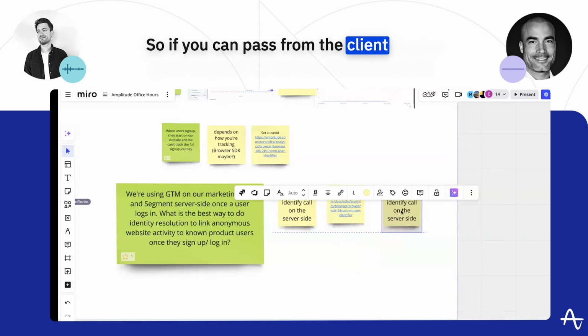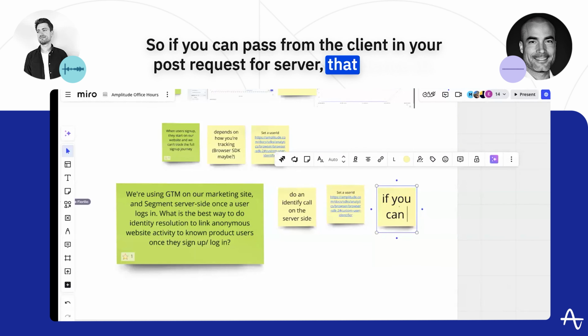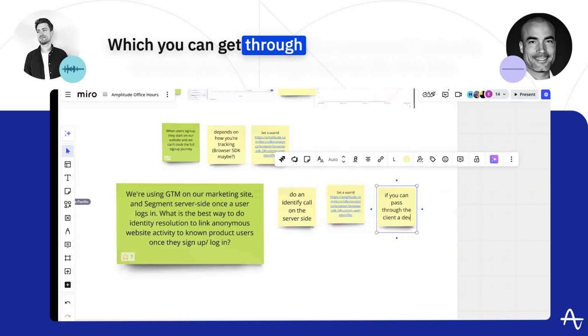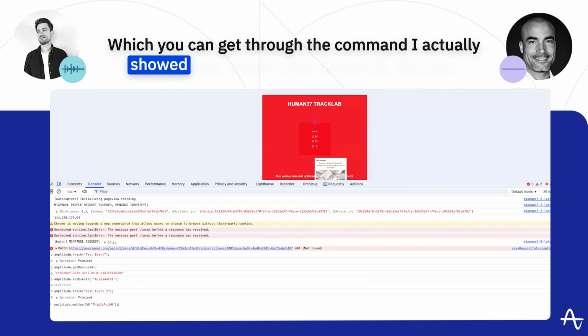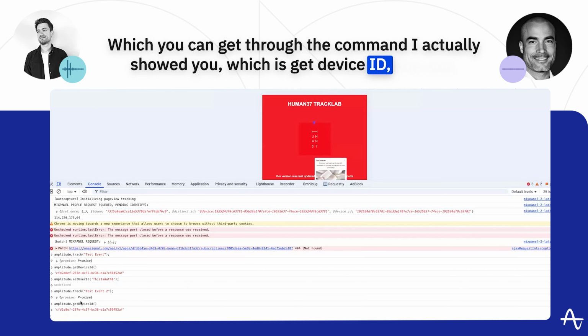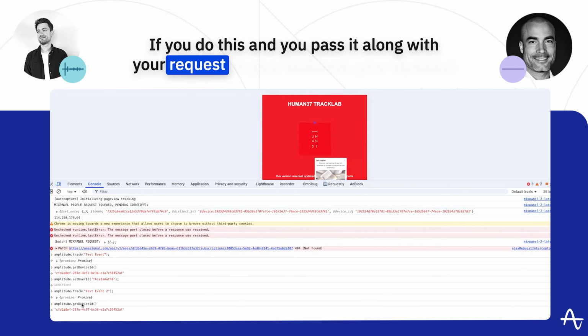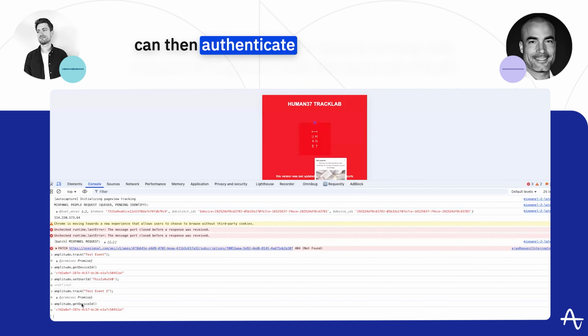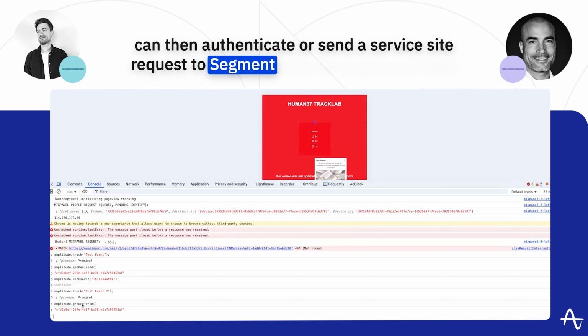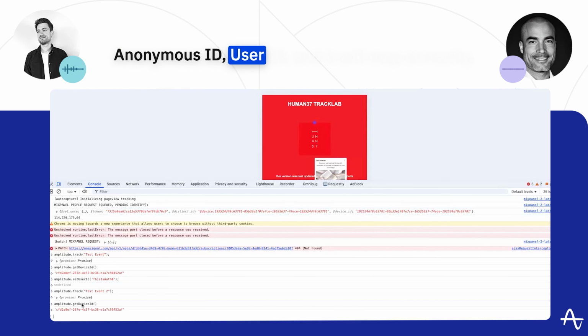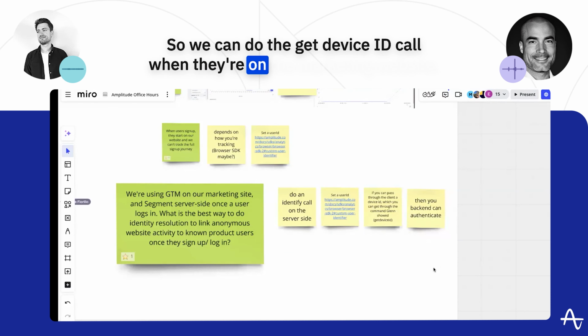So if you can pass from the client in your post request to your server that device ID, which you can get through the command I actually showed you, which is get device ID, it exists for different SDKs. So iOS and Android also have this function built in. If you do this and you pass it along with your request, your backend can then authenticate or send a server-side request to Segment with the payload of both anonymous ID and user ID, and it will map correctly. So we can do the get device ID call when they're on the marketing website.